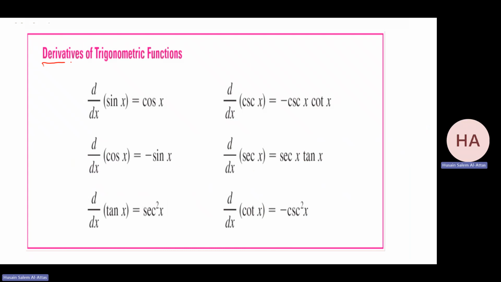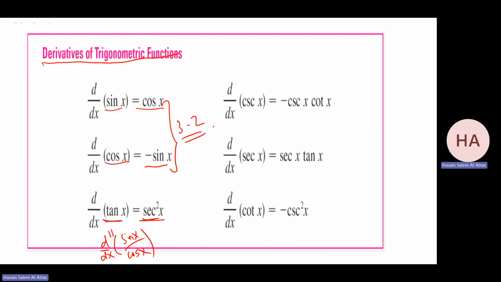Now we'll apply these formulas to the trig functions. I know that the derivative of sine is cosine, and the derivative of cosine is minus sine. This we did in 3.2. Now it comes to tan x. This is what? D over dx of sine x over cosine x. So I can use the quotient rule, function over function. If we do the calculations, you will get secant squared. For your information, if we do the same for cotan, which is cosine over sine, you get minus cosecant squared. The derivative of secant is secant times tan. The derivative of cosecant is minus cosecant cotan.